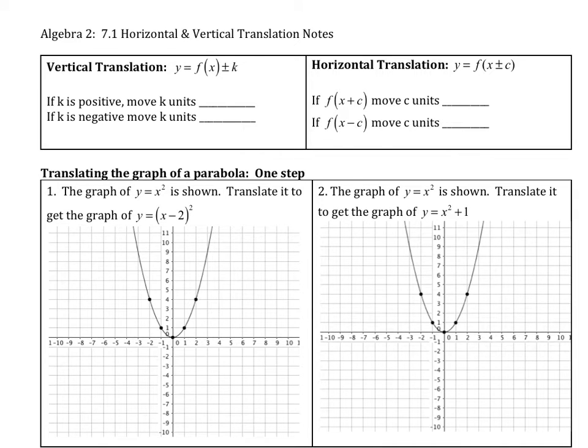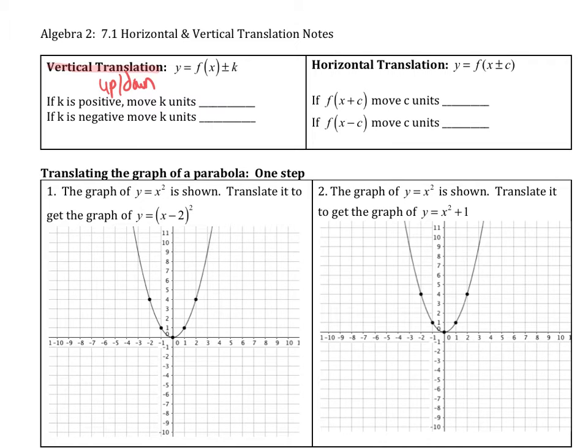Hey guys, so we're moving on to Unit 7 now, and these are the 7.1 notes for Unit 7, which is all about parabolas, okay? So the first thing that we're going to learn about with parabolas is how to move or translate the parabolas. So we have vertical translation, which is moving up or down, and then horizontal translation, which is moving left or right.